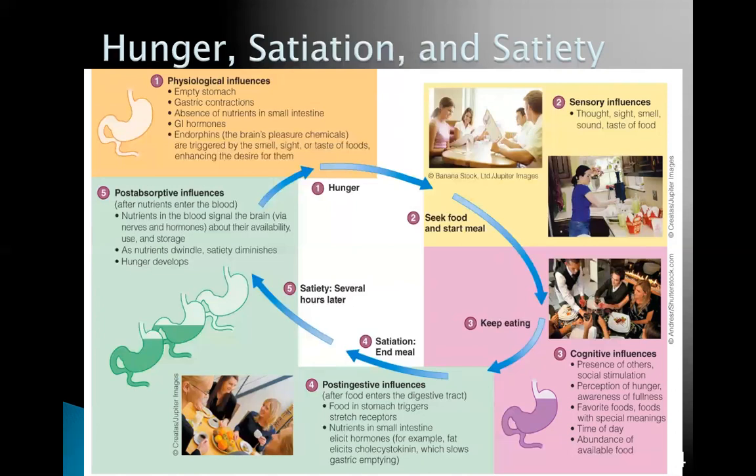You didn't even know you were. Cognitive influences, so these can be peer situations, social situations, time of day, my watch, maybe there's a lot of food available, you're at a buffet. People are more likely to overeat at a buffet just because of the availability of food.